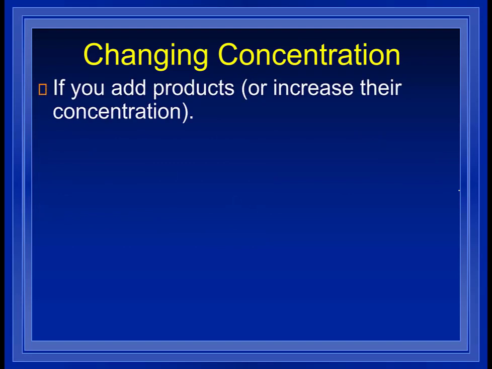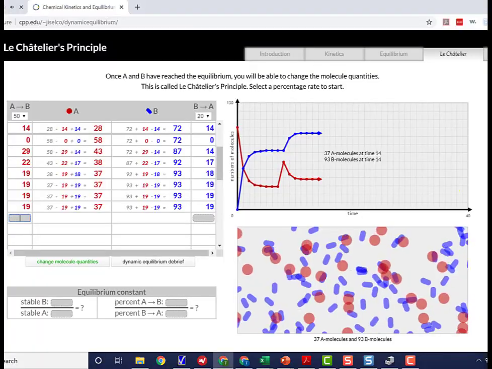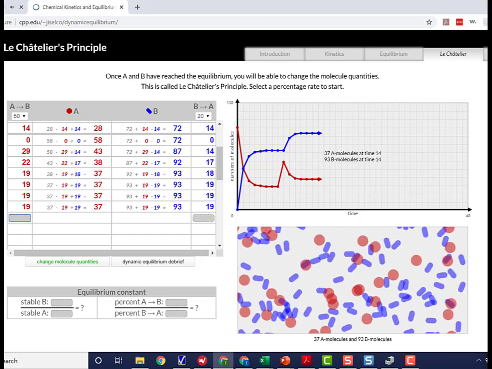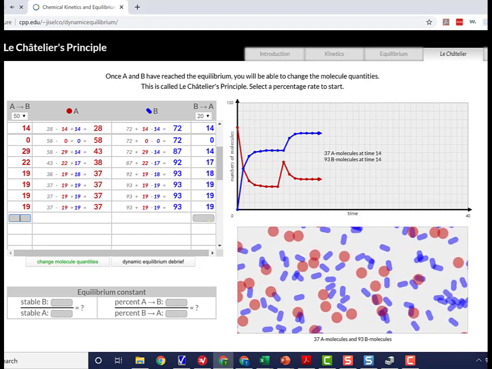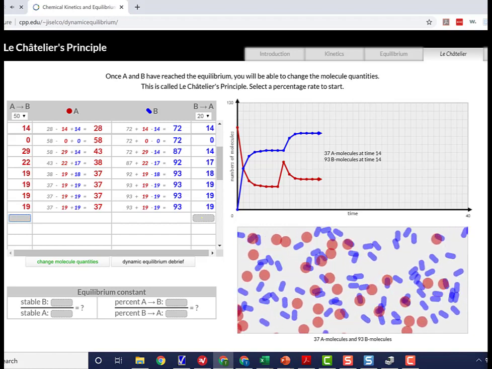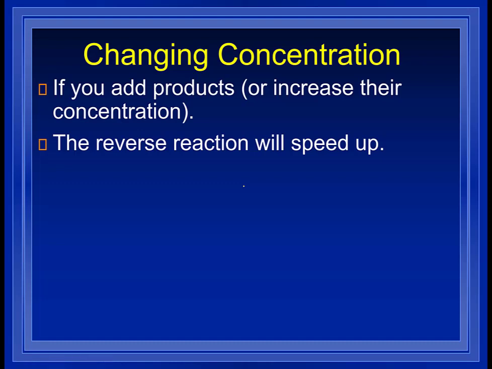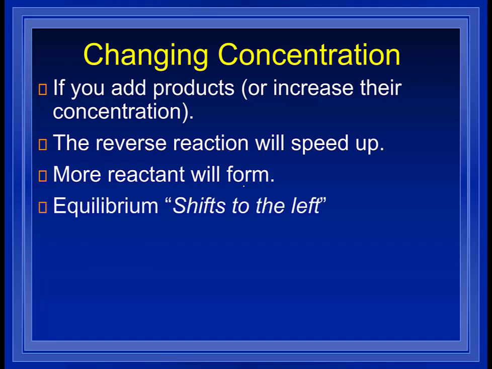I could also add products or increase their concentration. So that would be if I added B instead of A. Well, that would affect the reverse reaction. So we were at equilibrium, the forward and the reverse were going the same speed. Now the reverse is going to win for a while. If the reverse wins, the reactant gets made. We say equilibrium shifts to the left because reactants are on the left.